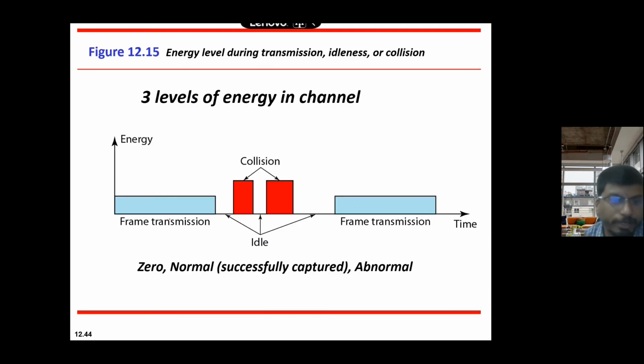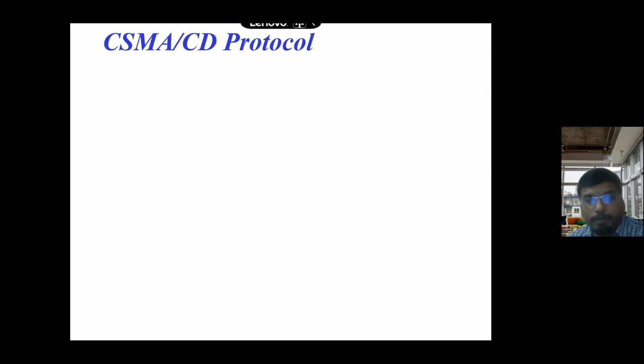So if it's a normal frame transmission, only one station has captured the medium, and you could see some voltage level, right? But if there is a signal getting added up and there is some kind of signal spike happening, that's called abnormal energy levels. If there is no signal transmission, the medium is idle, and it's a zero energy level. So these are the three states of the medium, and now we'll be bringing in abnormal energy detection. That's what these stations are trying to do in these schemes.